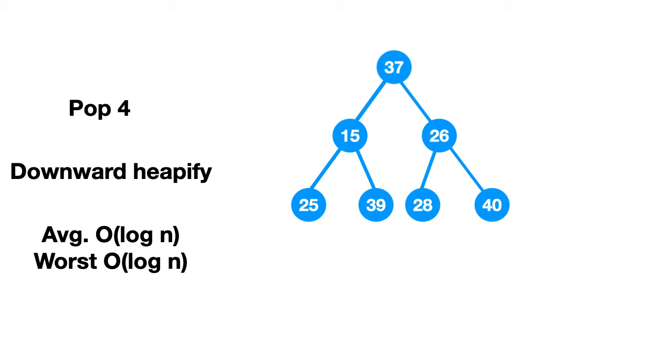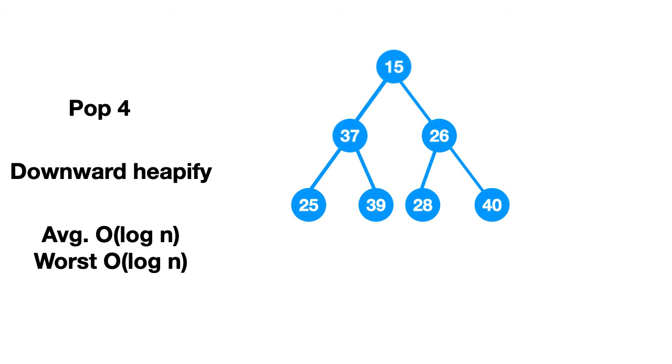First, we compare the children of 37. 15 has higher priority. Therefore, we compare it with 37. 15 is smaller, so we exchange them. Then, we compare the children of 37. 25 is smaller, so we compare it with 37. 37 is larger than 25, so we exchange them.